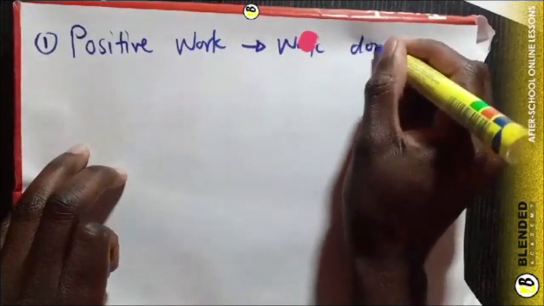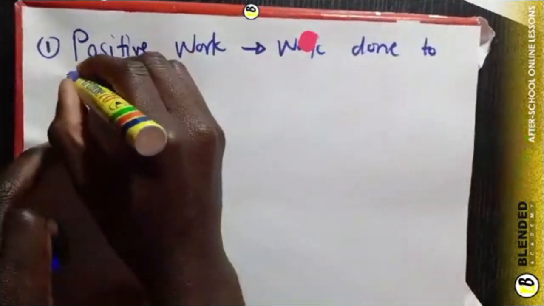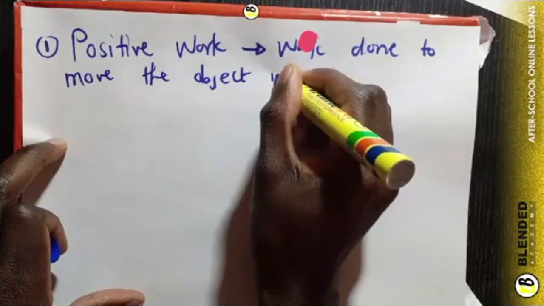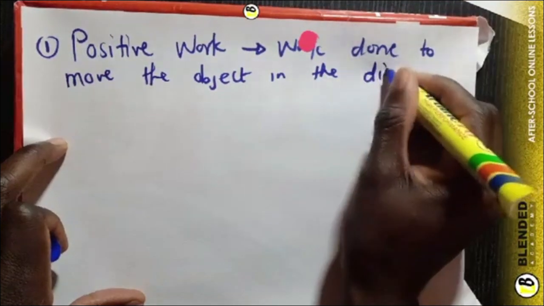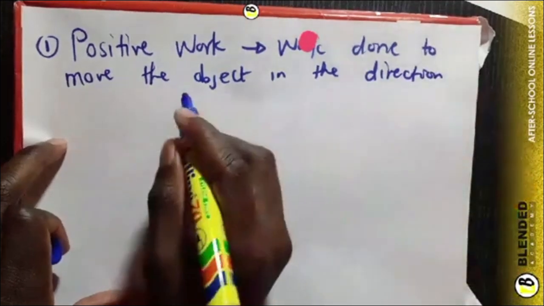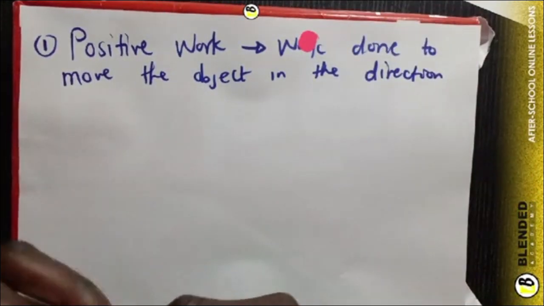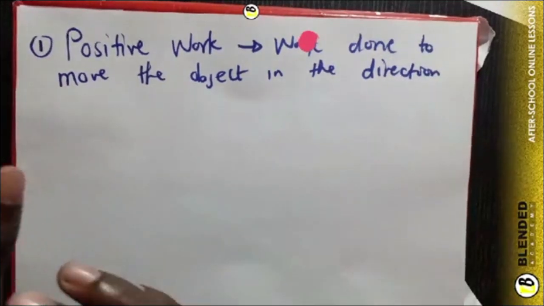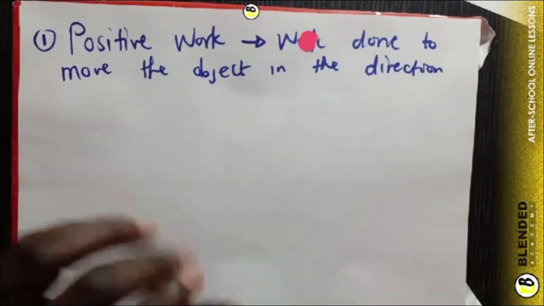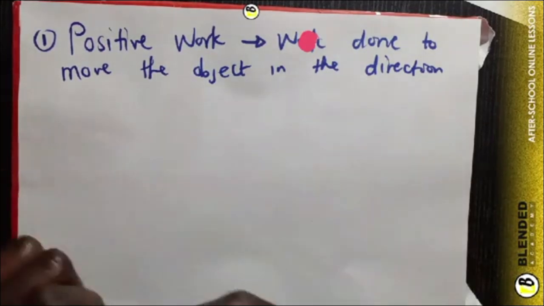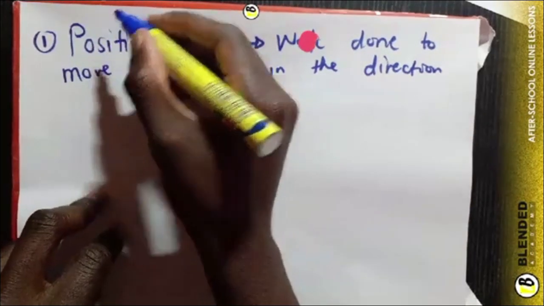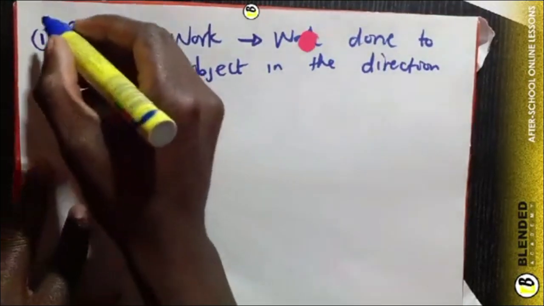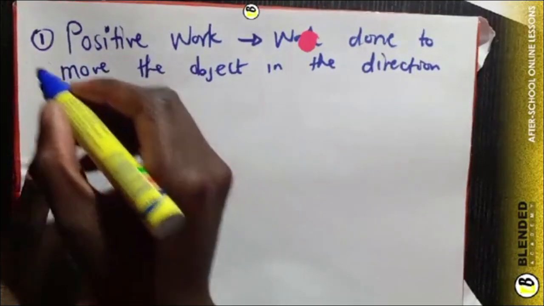Work done to move the object in the direction of the force. So now what this means is that if you're pushing an object towards the right and that object moves towards the right, that means you've actually done positive work towards the right. You understand? Positive work on the object. Sorry about that.